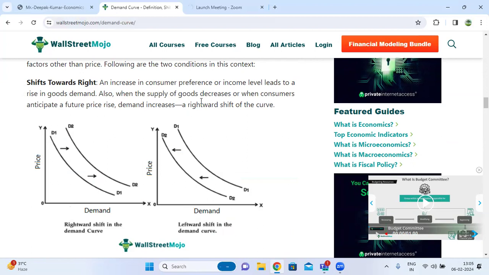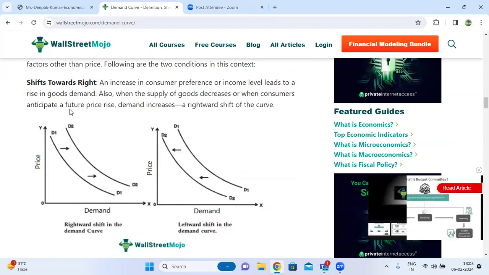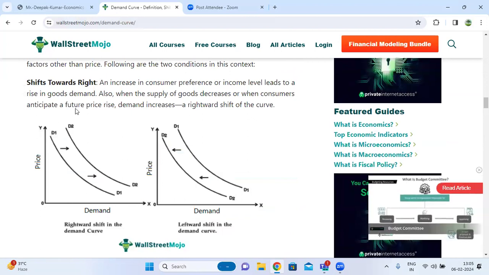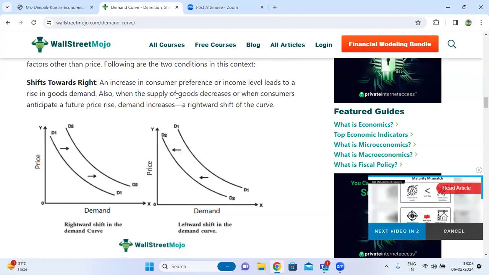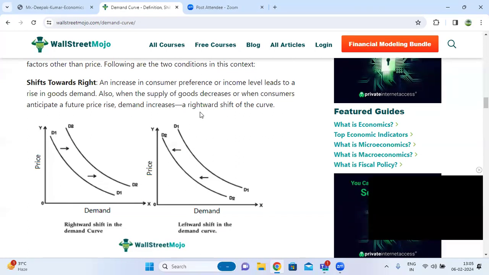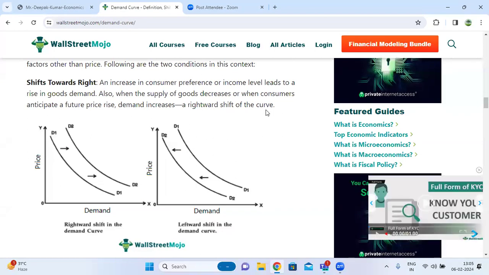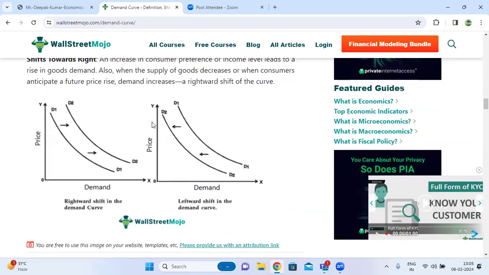When the supply of goods decreases and consumers anticipate a future rise in price, the supply of goods will decrease. The consumers' purchasing power also rises. So in the future, demand increases, and the curve shifts rightward.